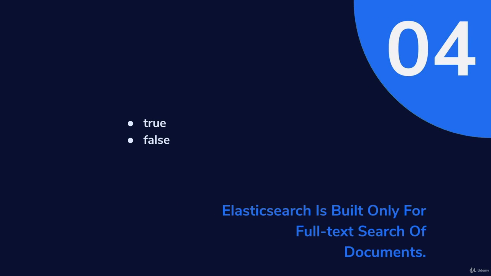Next question. Elasticsearch is built only for full text search of documents. True or false? Well, you got a 50-50 shot on this one. But if you've been paying attention at all, you know the answer is false. Elasticsearch can index any sort of structured data with any kind of mapping you can dream up. So it's not just for full text search anymore. It's not just for searching encyclopedias or websites and blogs.